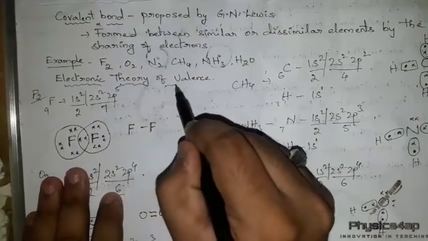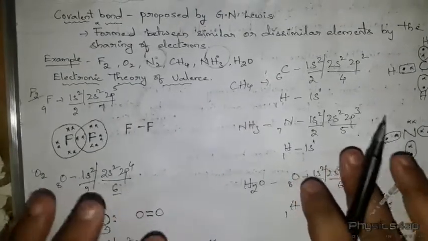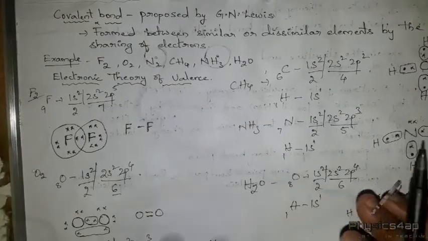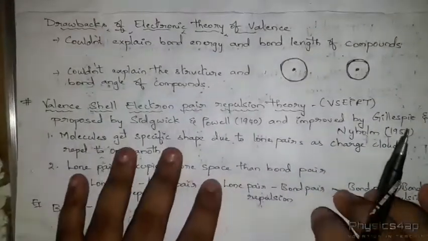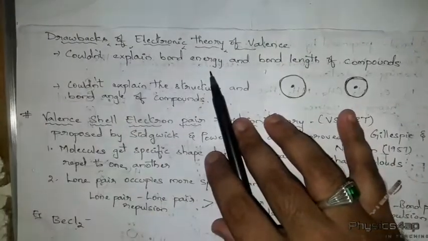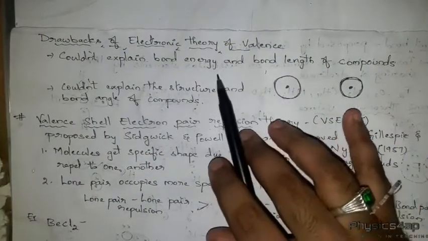So based upon the valency electrons, there is a sharing of electrons, which we call the covalent bond. There are some drawbacks to this electronic theory of valency. So what are the drawbacks? The drawbacks of the electronic theory of valency are that it couldn't explain the bond energy and bond length of the compounds.